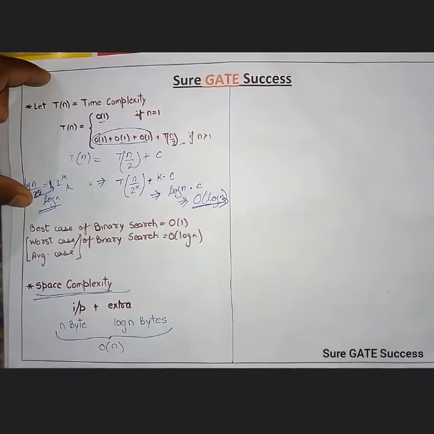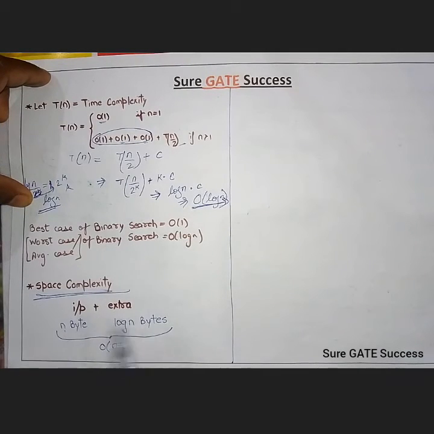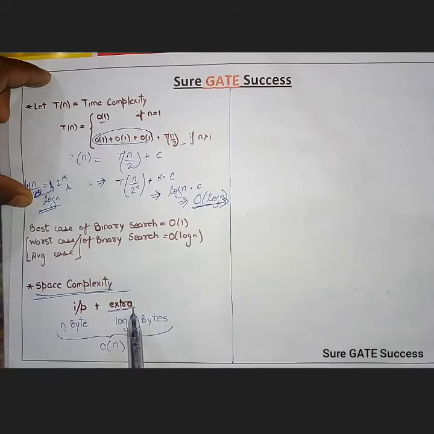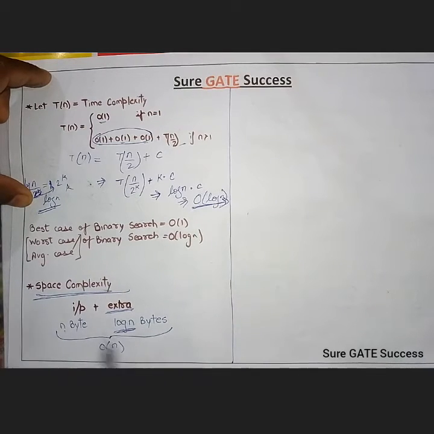For the space complexity, the input is n bytes, because we are taking an array of n elements, and the extra space we need is log n, for finding the midpoint and for storing the value of x. So for complexity we have to take whichever is higher. So is n higher or log n higher? n is strictly higher, because we have to take the upper bound, so it will be order of n.